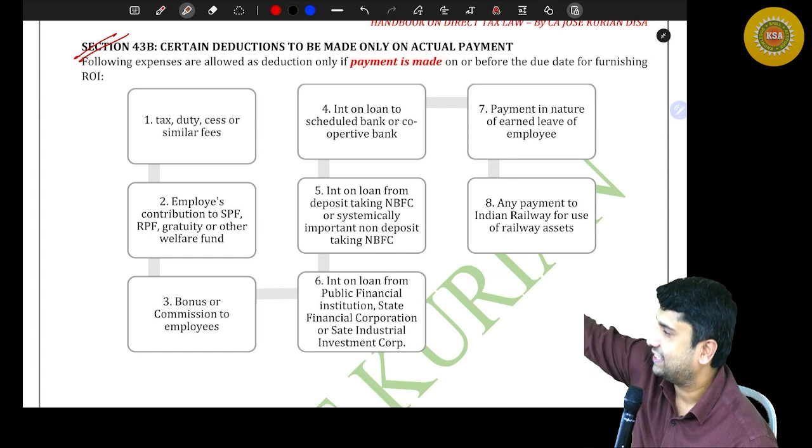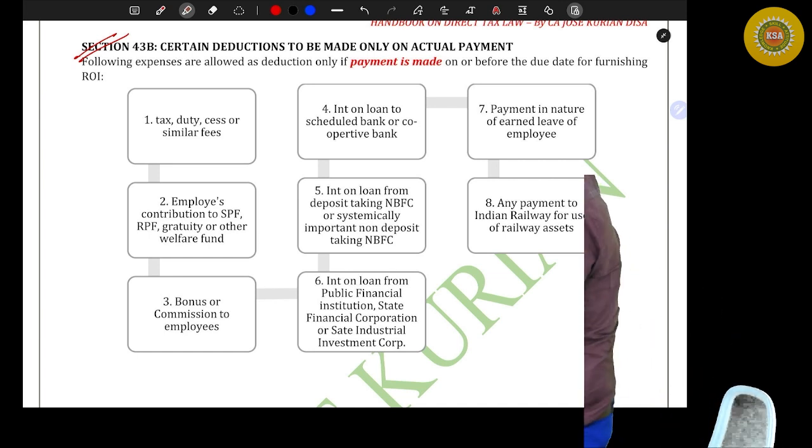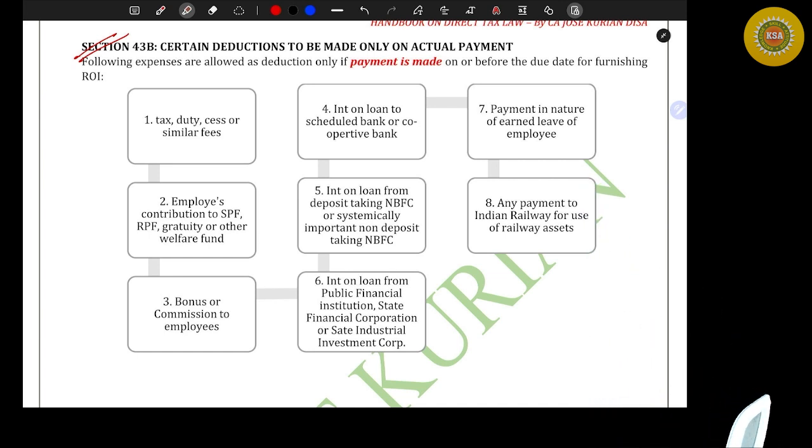Yes. 43B, that is the last disallowance that we have to discuss. And can you read the heading? Certain deductions to be made only on actual payment basis.